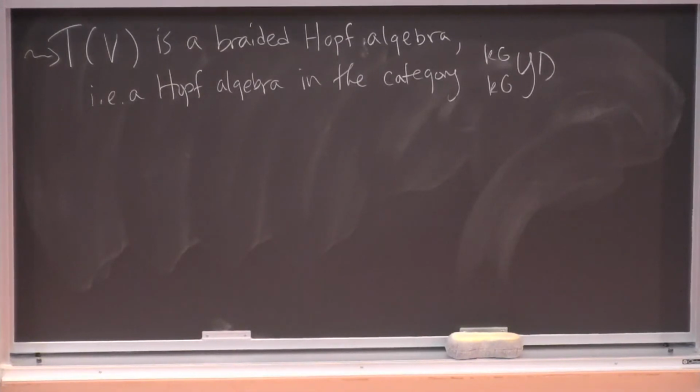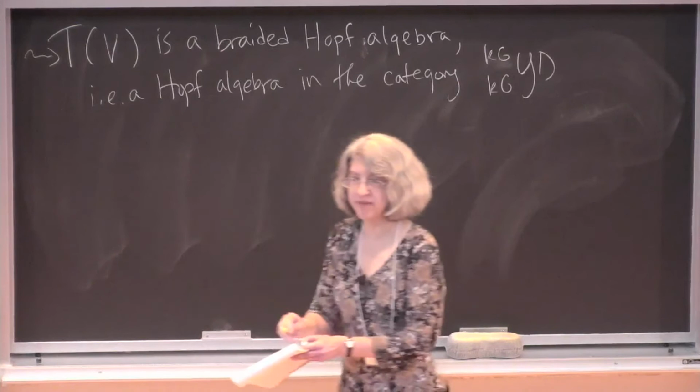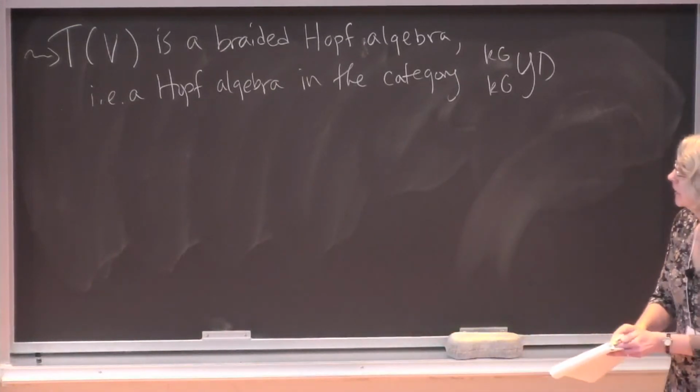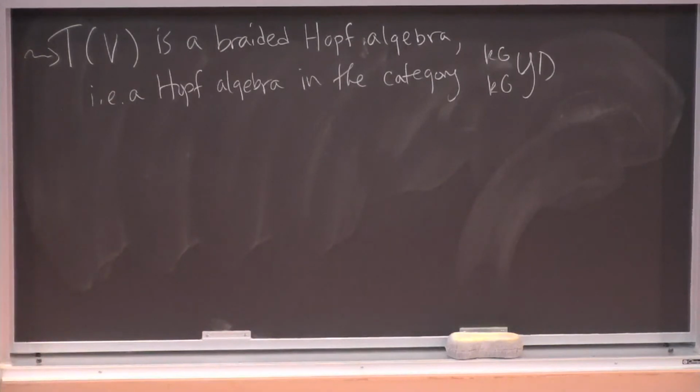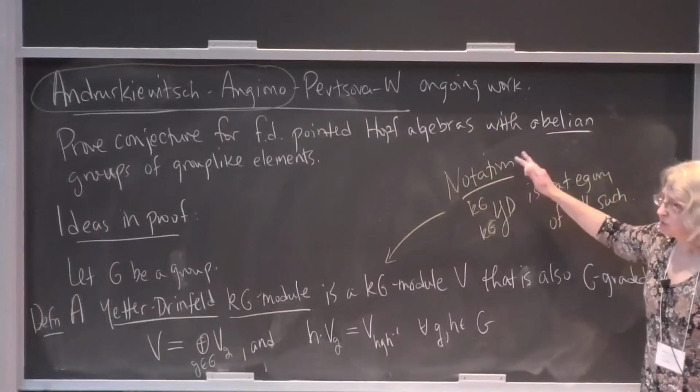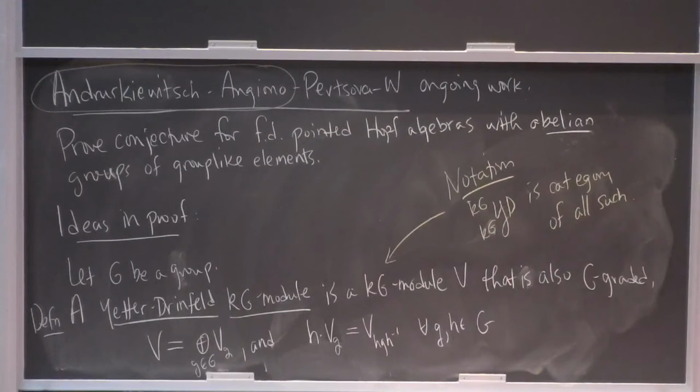And if you start to write it down, there's a notion of morphism that makes sense and so on. This notion in the finite dimensional case corresponds to a Drinfeld double, modules for the Drinfeld double. So if you're familiar with that, these are similar, equivalent notions.